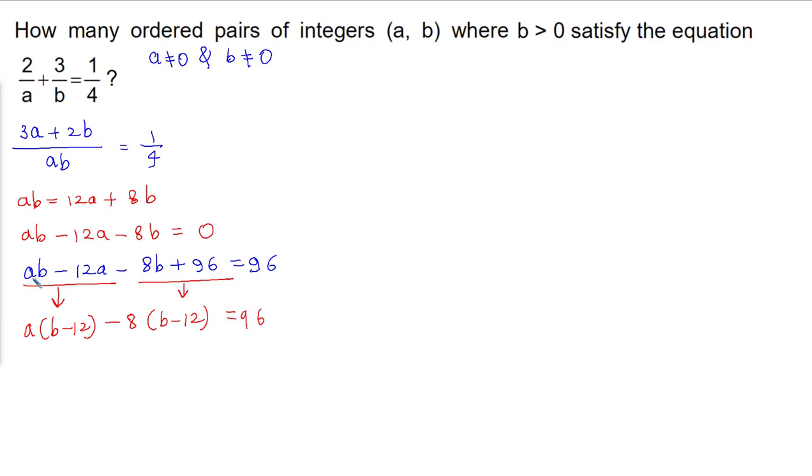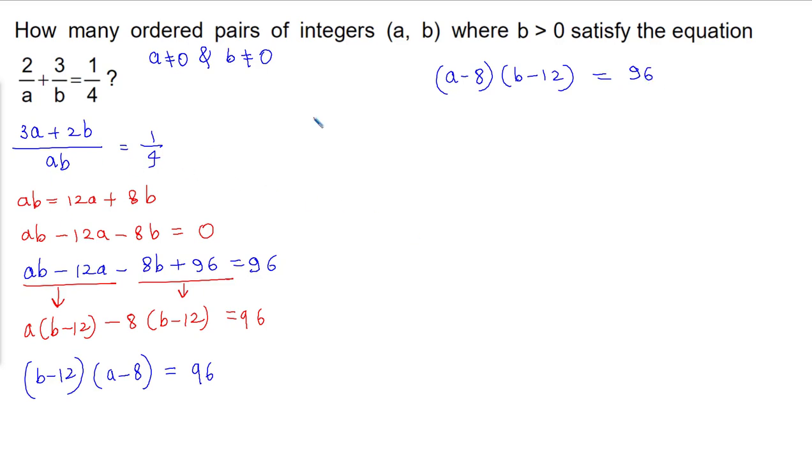Now from these two terms, let's take b - 12 common. What is remaining in the bracket? a - 8 is remaining. So the factorization is going to be (a - 8)(b - 12) = 96.